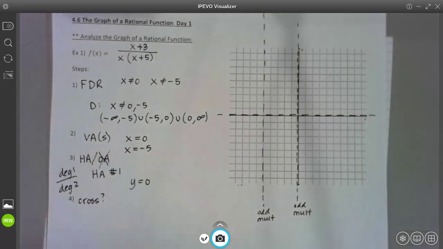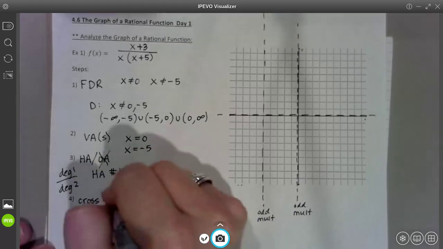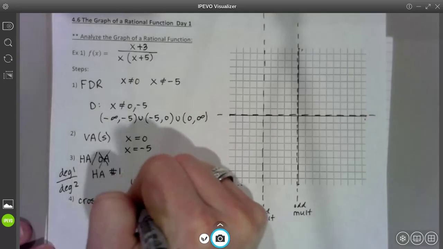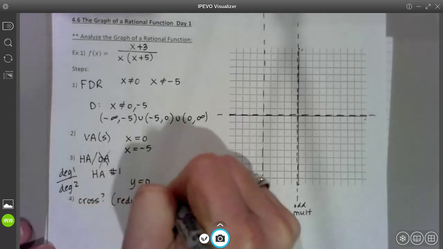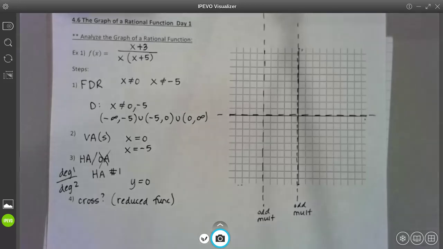So to do that, you take your function, and if it had reduced, you would definitely take the reduced function. Don't go back to the full-on function. Otherwise, you can create a false cross. You always want to use the reduced function. Let me just put a note of that. I mean, this one didn't reduce, but just in case. You're always going to use the reduced function for this step.